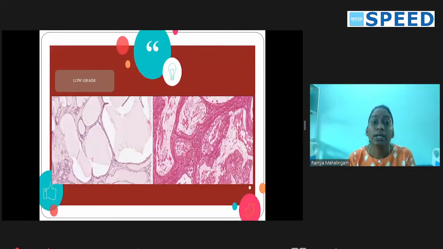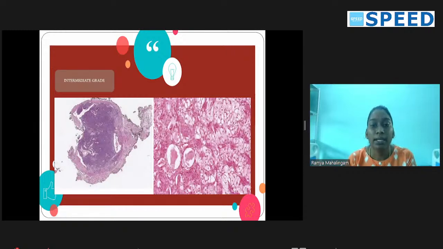So also the grading of MEC. Grading of MEC is very important in order to treat them accordingly. A low grade MEC will show mucous cells and intermediate cells, and they will show a lot of cyst-like formation. Many cysts will be formed, and the cell ratio is going to be less. In that condition, you would grade them as a low grade mucoepidermoid carcinoma.